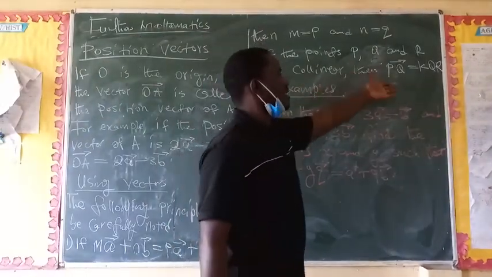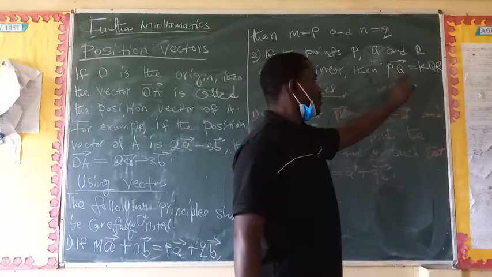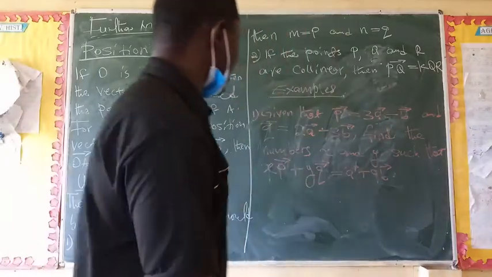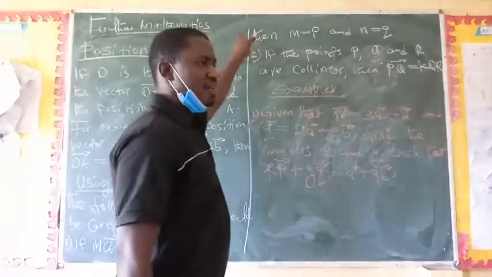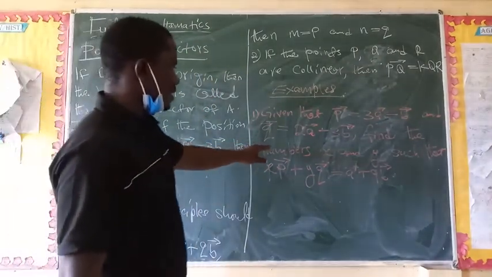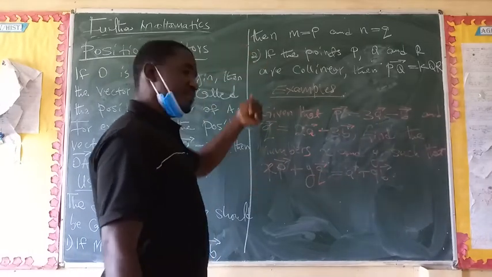Okay, now if 3 points are collinear, then this is the relationship: vector PQ is equal to vector QR. I'll explain that very soon. Okay, don't worry. Let's just take this example first. This example has to do with the first case here. The first case. Can you see? Let's use the first case to solve this.